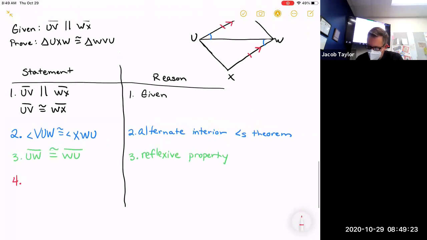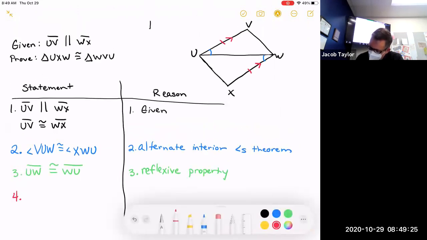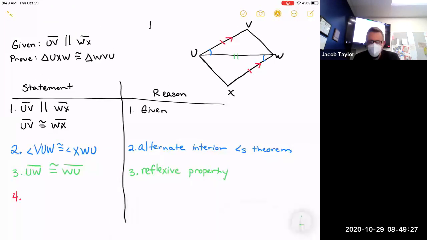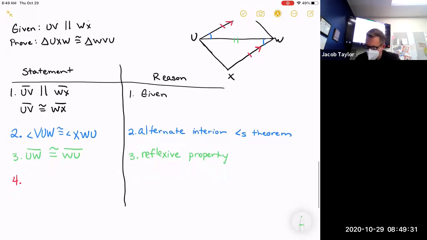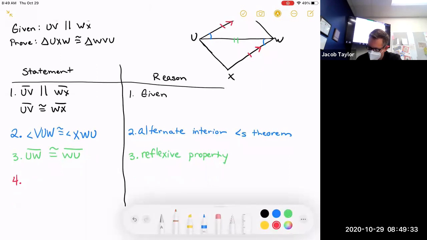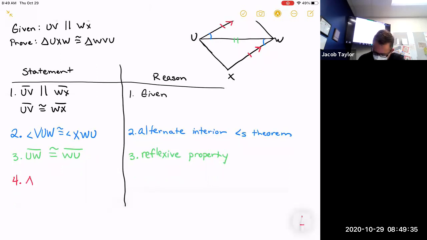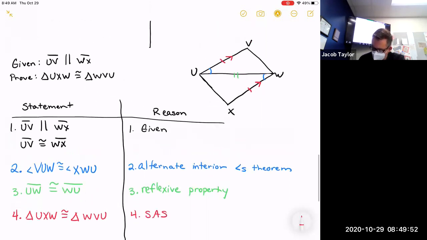Is that enough to prove that these two triangles are congruent by SAS? Yes. We have two congruent sides in each one and the included angle. So that is enough to prove our statement. Triangle UXW is congruent to, I'm just copying this from the prove line in the original problem, WVU. And the reason is the side angle side congruency theorem, or SAS for short.